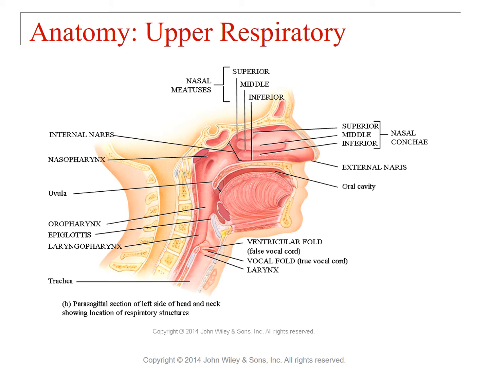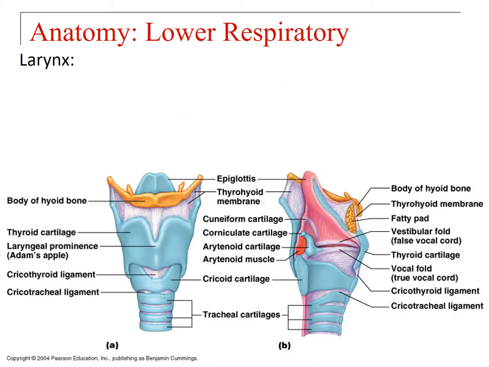Okay, as far as the larynx itself goes, you have what are called ventricular folds. These are otherwise known as false vocal cords, and then the vocal folds themselves, which are called the true vocal cords, and these are both contained in the larynx. The larynx is going to be the top portion of the trachea, which most people know as the windpipe.